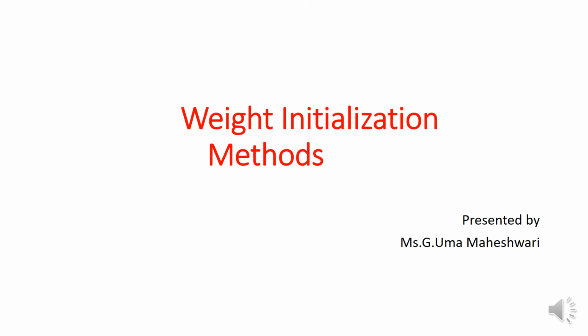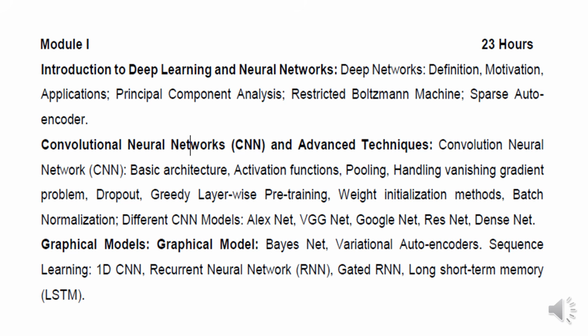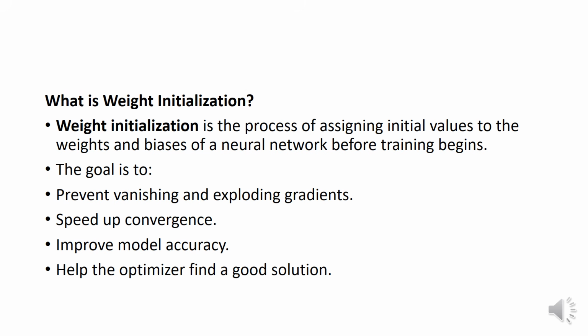Dear all, now we are going to see weight initialization methods in deep learning. So, till now we have completed layer-wise pre-training. After this topic, we are going to see weight initialization methods. What is meant by weight initialization? It is the process of assigning initial values to the weights and bias of the neural network before training begins.